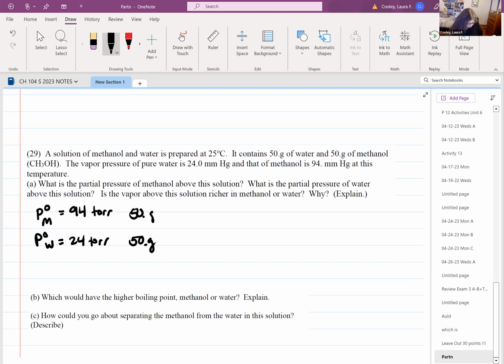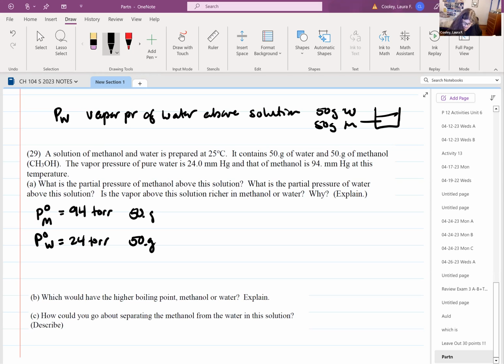Okay, so what we have to do here is realize that the equation that we're going to be using is PW, that's the vapor pressure above the solution, vapor pressure of water above the solution. And the solution I'm talking about is 50 grams water and 50 grams methanol. So, you mix them together. And we're talking about, in a closed bottle here, let's say. What is the vapor pressure above that solution of water, and PM, vapor pressure of methanol above the solution.